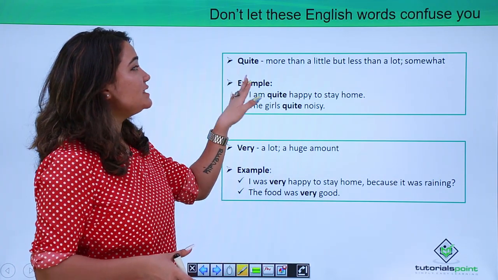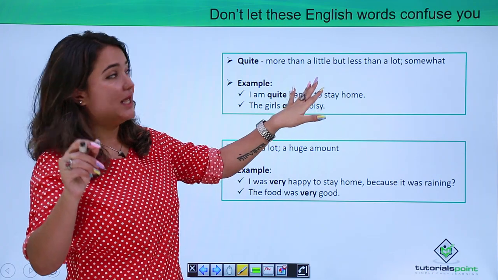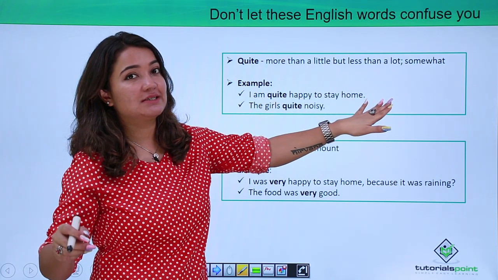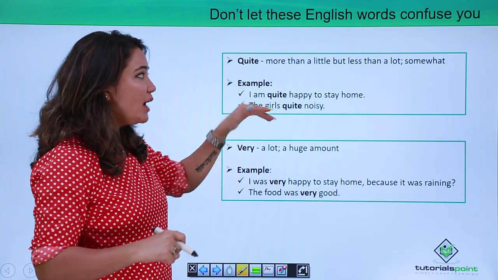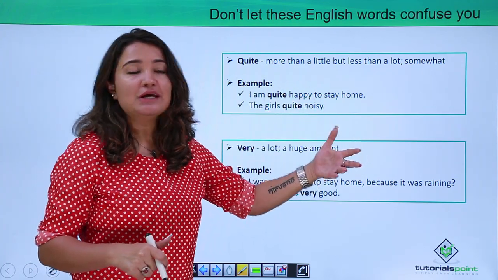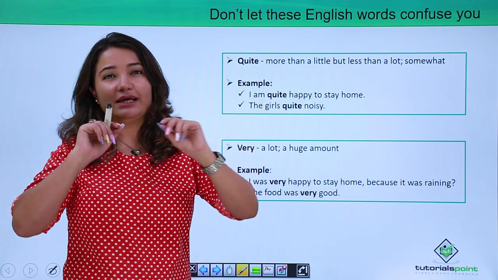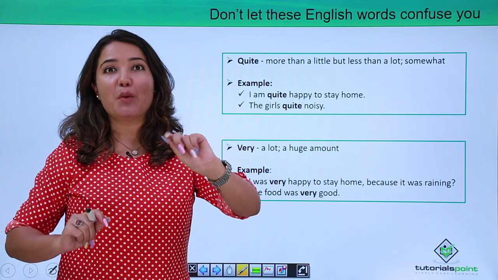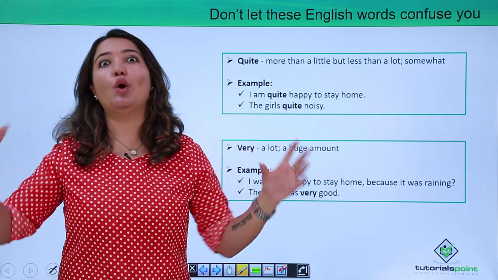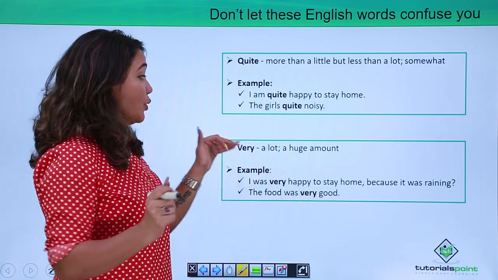Okay, quite is more than a little, but less than a lot. So it's sort of somewhat. Let's look at an example. I'm quite happy to stay at home. So it's more than a little or less, but it is lesser than a lot, right? So that is quite.